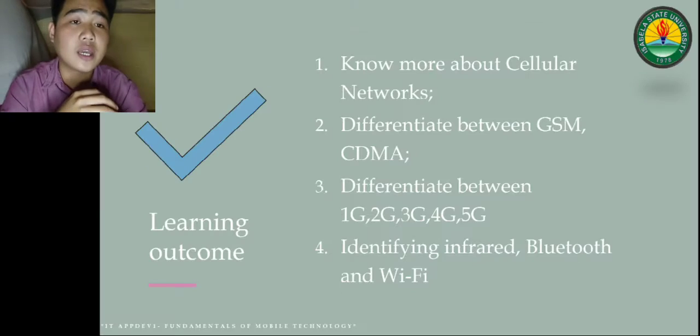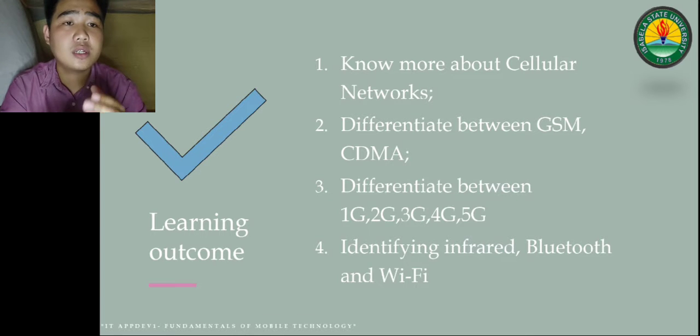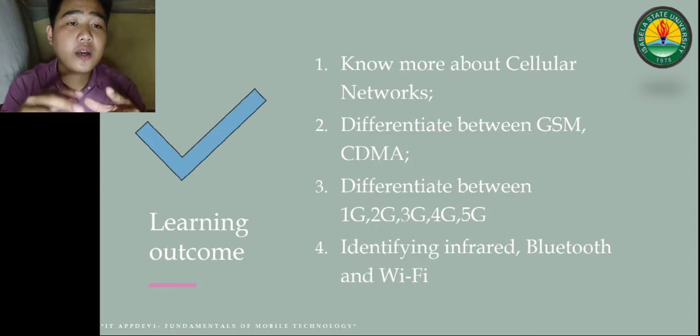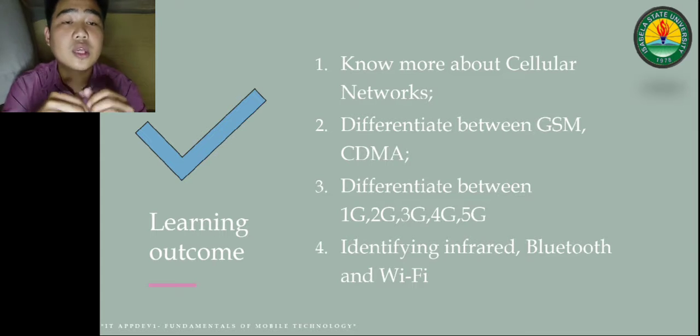So what are the learning outcomes? The learning outcomes are to know more about cellular networks, differentiate between GSM and CDMA, identify the differences between the 5 generations, and identify infrared, Bluetooth, and Wi-Fi.